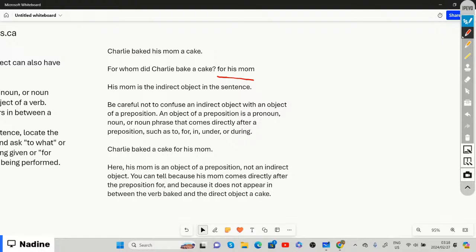And an example, it says Charlie baked a cake for his mom. So that word for is a preposition, which means that his mom is an object of a preposition, because that basically comes after a preposition.